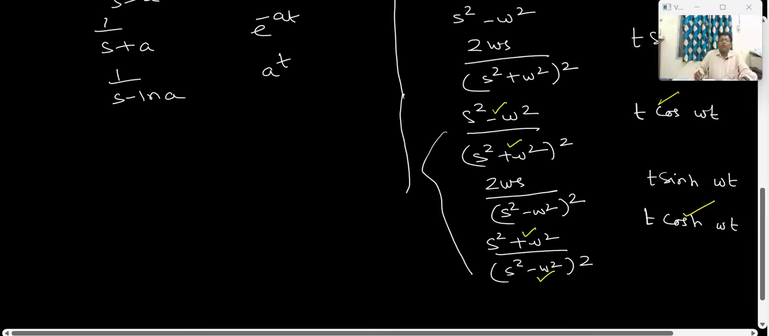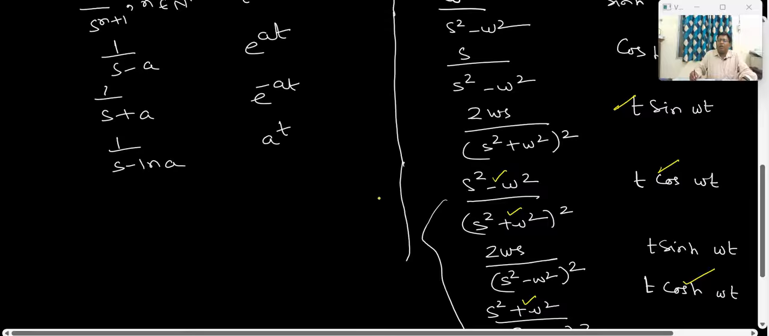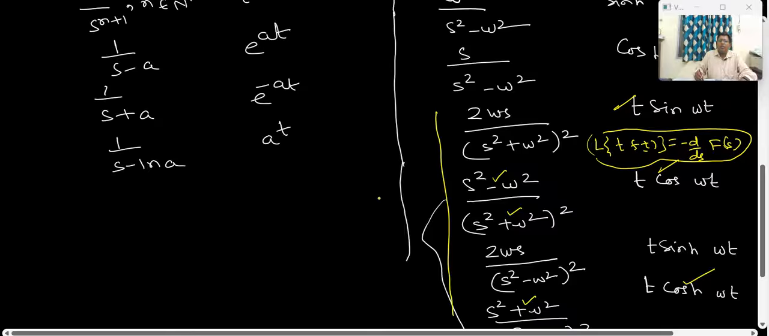Clear? Likewise, let me also remind you that these 4, t sine omega t, t cos omega t and so on, are all obtained out of the rule: L of t f of t is minus d by ds of F of s, right? You may see it from my third lecture in detail. And these are all because of this. But if you remember these as formulas, it will be easy to work out the problems in competitive examinations.